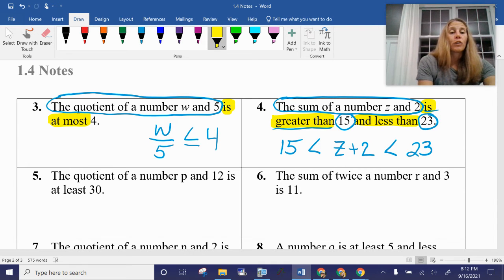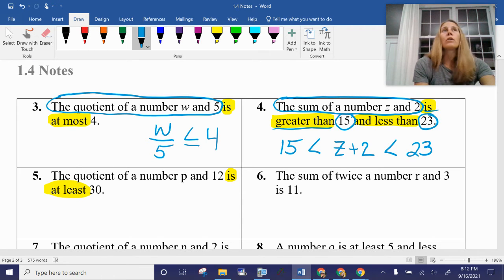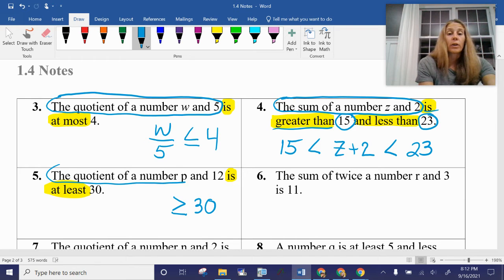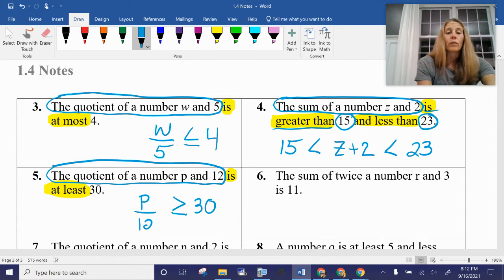All right, number 5, the quotient of a number P and 12 is at least 30. So what does that mean? "Is at least 30." If I said my brother is at least 30, that would mean he is 30 or more. So greater than or equal to 30. Once you figure out that, now let's look at the expression. The quotient, which is division, of a number P and 12, so it's just P over 12.